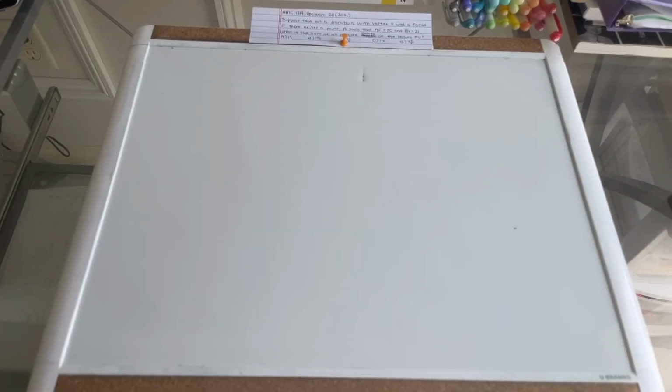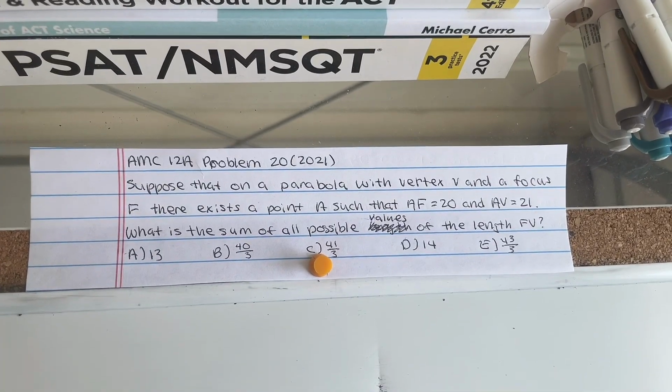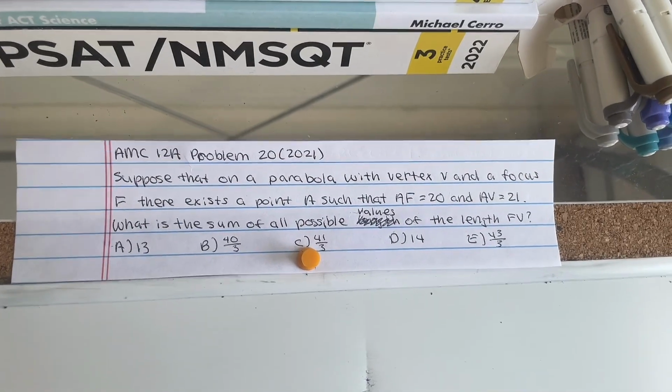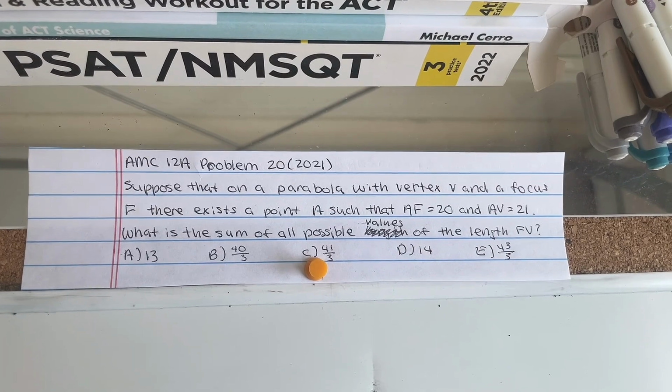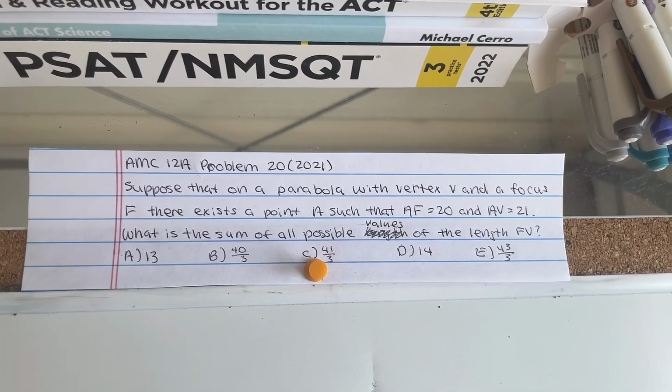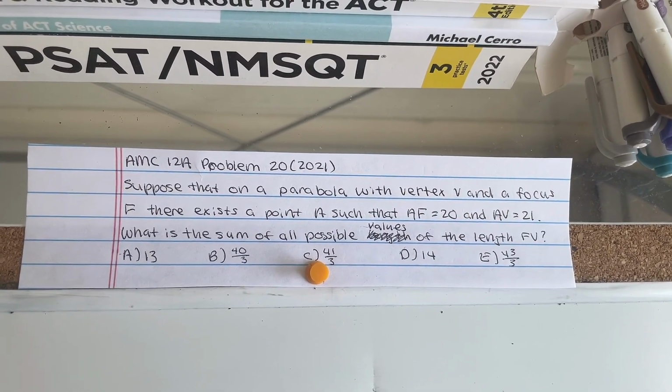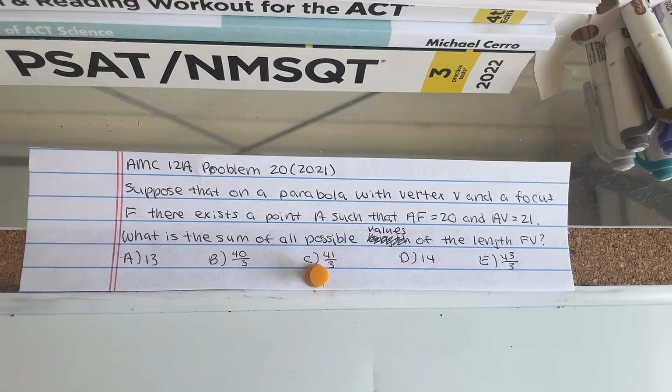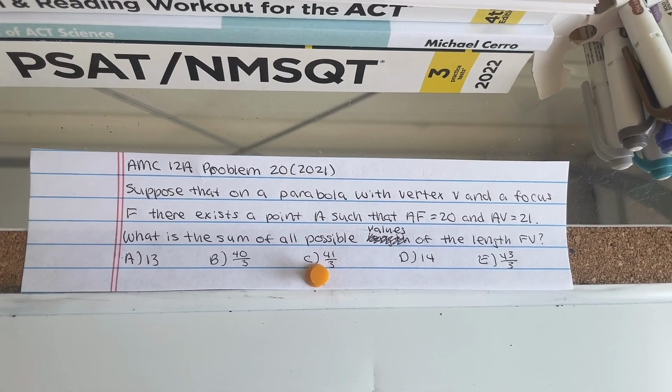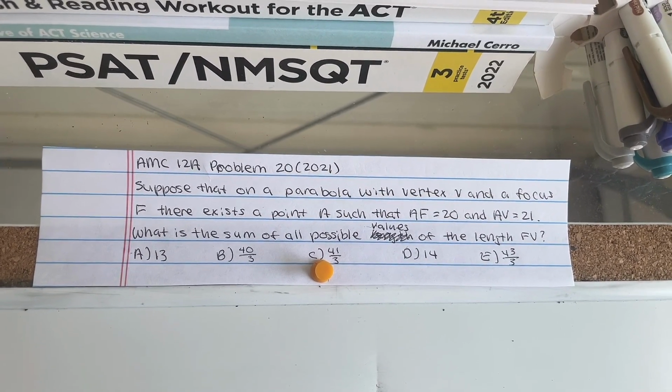This is AMC 12A, problem 20 of the year 2021. Suppose that on a parabola with vertex V and a focus F, there exists a point A such that AF is equal to 20 and AV is equal to 21. What is the sum of all possible values of the length FV? And here are your answer choices.